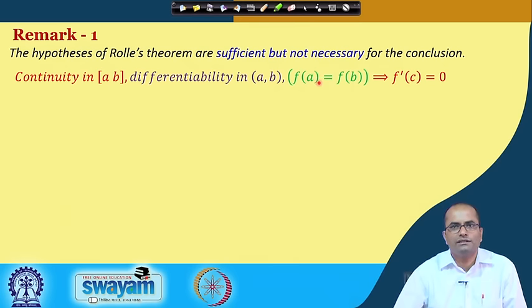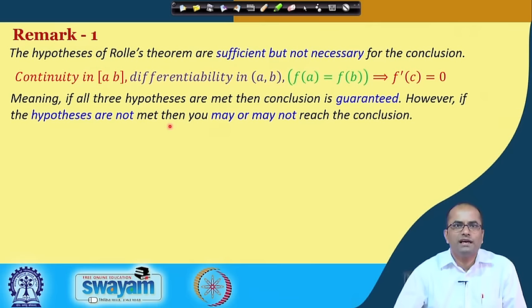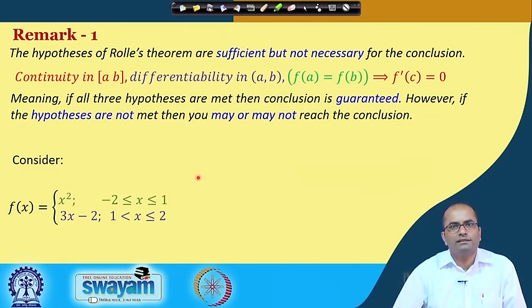So, these conditions are sufficient, meaning that all these three conditions imply that f prime c is equal to 0, but not the other way around: f prime c equal to 0 does not imply that the function will be continuous, differentiable and take equal values at a and b. In other words, if these three hypotheses are met, then the conclusion, that f prime c is 0, is guaranteed. However, if the hypotheses are not met, then you may or may not reach the conclusion, which we will see with the help of some examples now. Let us consider this example: f x is equal to x square in the range minus 2 to 1, and 3 x minus 2 in the range 1 to 2.